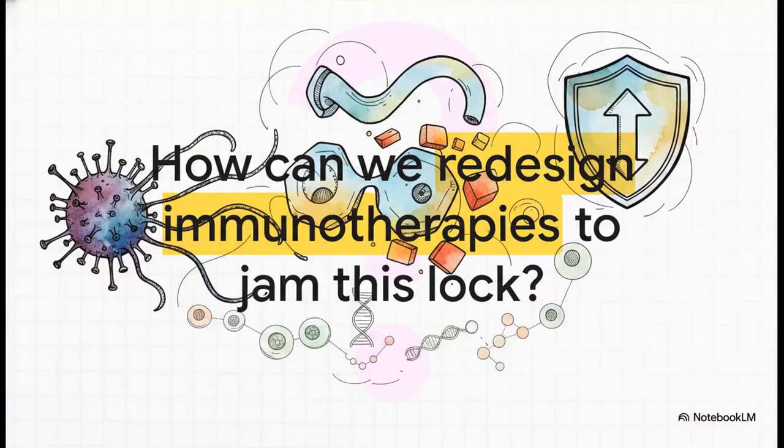But, as with all great science, answering one question just opens the door to an even bigger one. If we now know with absolute confidence that MHC II is the universal lock allowing this devastating virus to enter and destroy the immune system, how might we redesign our future immunotherapies? Could we develop treatments that temporarily jam or hide this lock, stopping the virus in its tracks before the infection even begins? It's a hugely thrilling prospect for the future of viral defense.